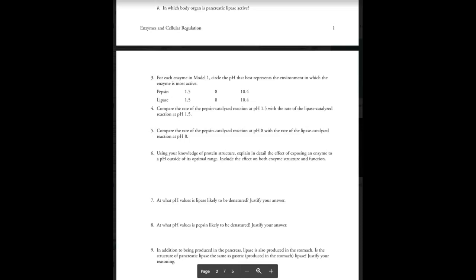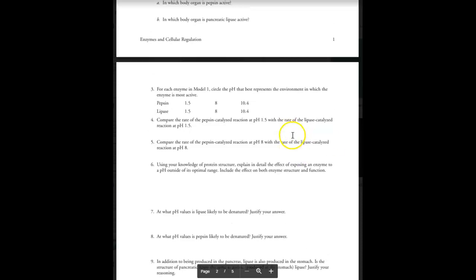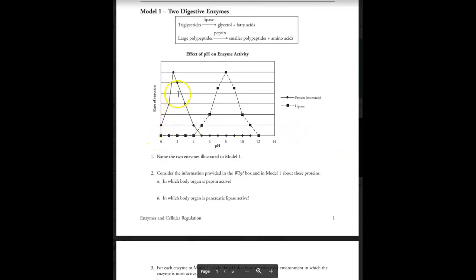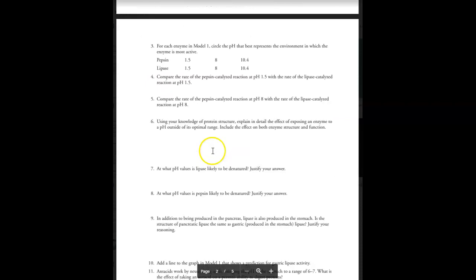For number 10, add a line to the line graph to show it. So we know it's going to be something similar to pepsin. So it should be something that would kind of mimic this. Maybe it's the same, maybe it's a little bit lower, maybe it's a little bit higher. I don't know, but something that would in general mimic this pepsin where it's peaking here in the acidic range. The peak would be somewhere in this like 1 to 3-ish range. It's not exact.